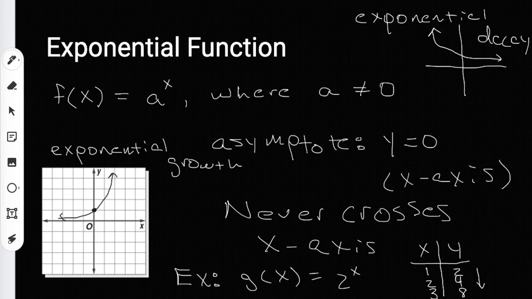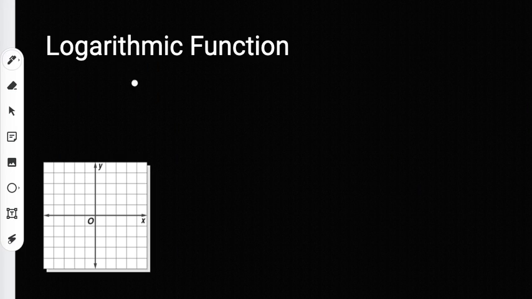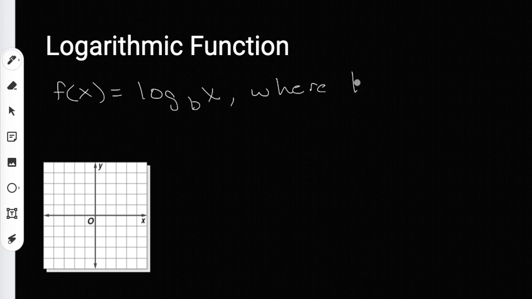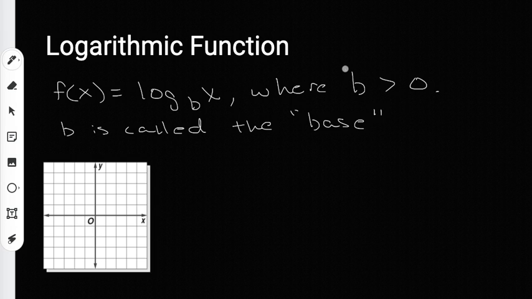Okay. And then the last one that you haven't seen before is called the logarithmic function. So the logarithmic function is going to be f of x equals log base b of x, where b has to be greater than 0. Okay, so the important thing to know about this is b is called the base. And the base has to be greater than 0. That's the only rule about it.